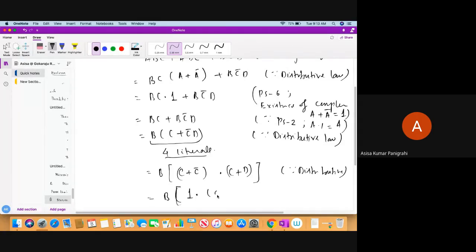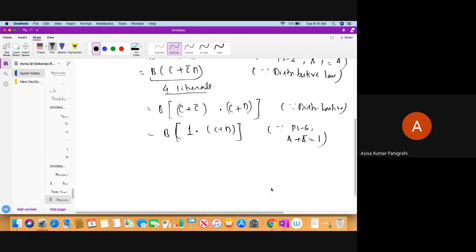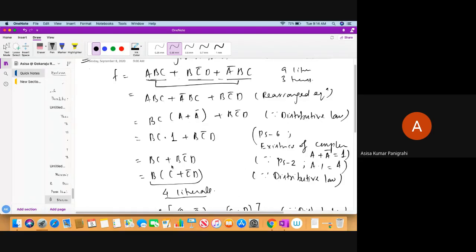B · 1 · (C + D). So here we have used again postulate number 6, which is existence of complement, which is nothing else but A + A' = 1. Then here B(C + D). So here we have used A · 1 = A, postulate number 2. So you can see now how many literals here? Just 3 literals. Do you all understand, students, how we have reduced 9 literals to 3 literals?